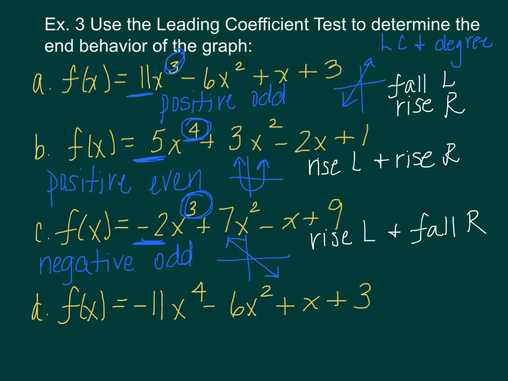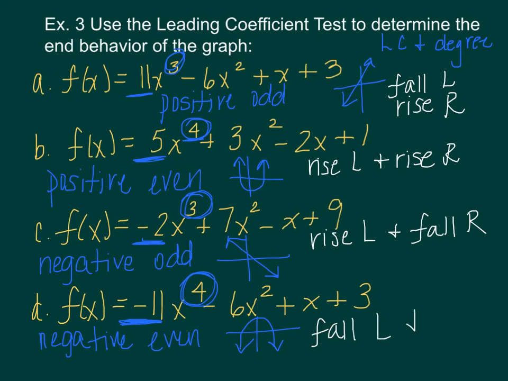And then D, I'm looking at the -11 and the 4. This is what we call a negative even. Negative, and remember the evens, we think about the parabolas, but now they're facing upside down. They behave from the far left by falling left, and on the far right, they fall right.